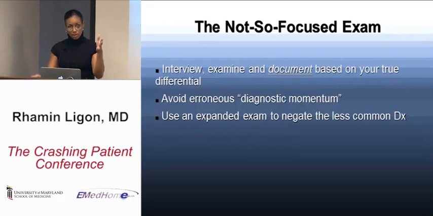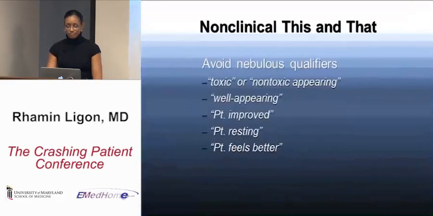We hone onto a diagnosis, we put our blinders on, and when the red flags start flying through the rest of the progress of this case, we're so focused on that diagnosis that we initially thought of that we ignore these red flags and we don't look for other things. So you want to use an expanded exam and interview to negate your less common diagnosis, but at least it's on the chart. Doesn't mean you have to be right, but if you turn out to be wrong, at least you have some substantial evidence for what your thinking was when you were going through this case.